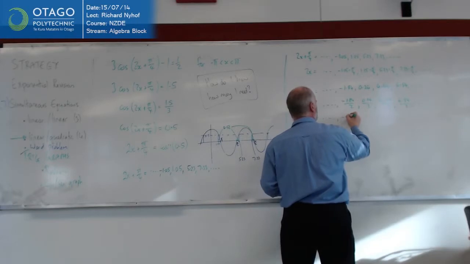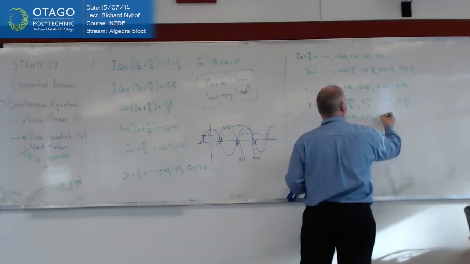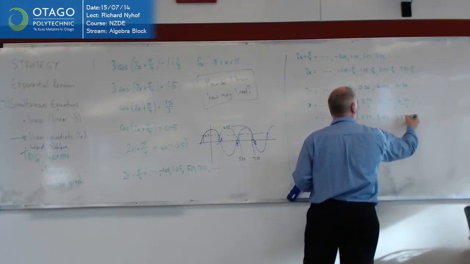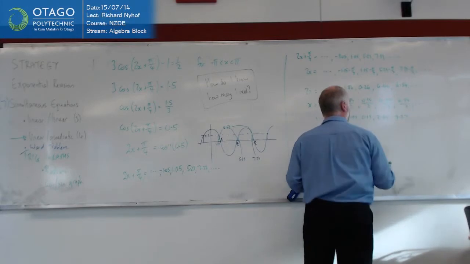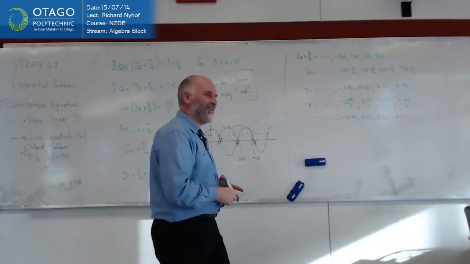Negative 0.92, 0.13, 2.22, 3.27. There we go. Divide by 2 is like I can just about manage. Yeah.